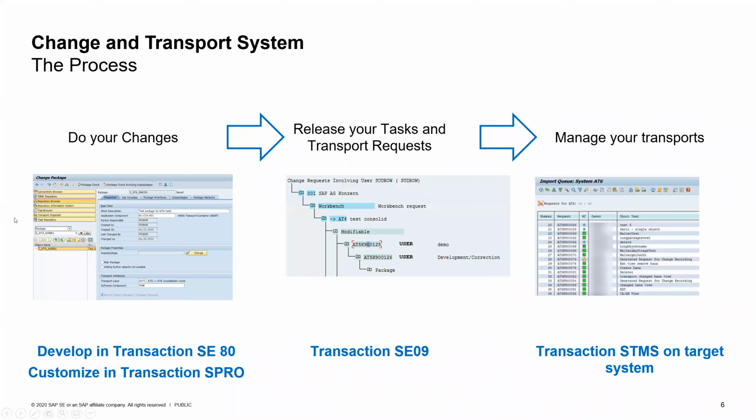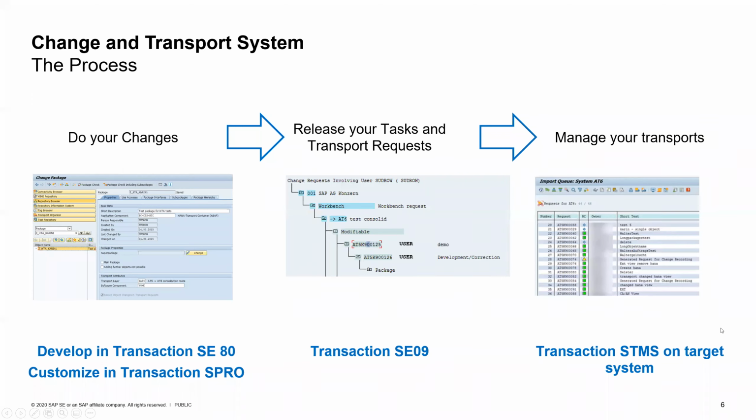So how does this process work? First of all, you would start working in transaction SE80 for developing ABAP objects, or you would use transaction SPRO for doing customizing on the ABAP system. In both cases, there are transport requests in the background that are used to collect the objects that you changed. And these transport requests are managed in transaction SE09. There you can see the workbench requests, you could see the customizing requests that you might have, and then you can decide as soon as you finished your coding to release the transport request.